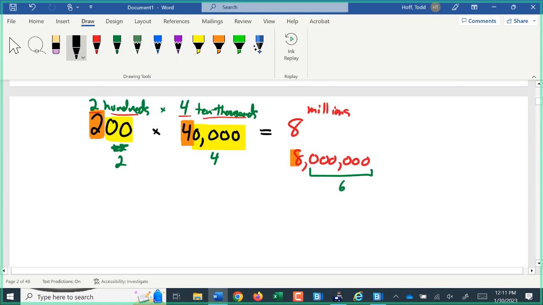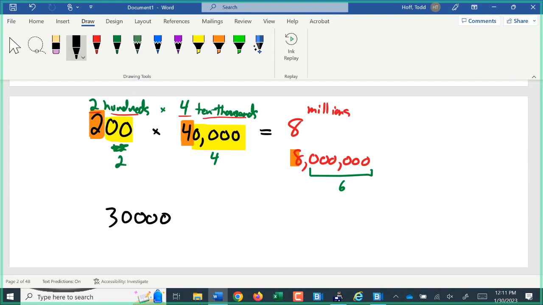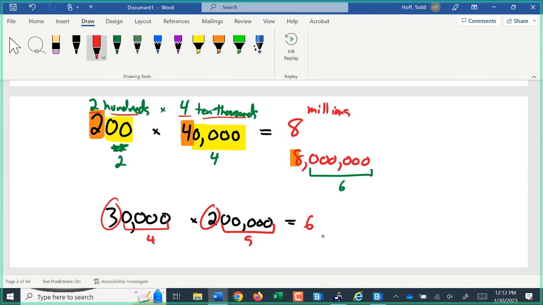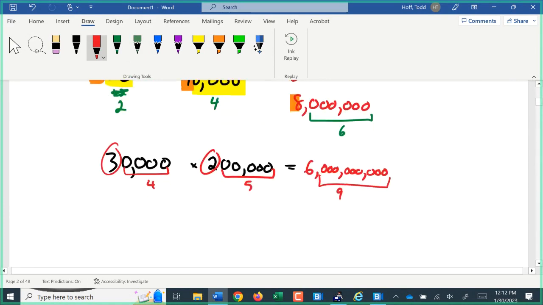I might have 30,000 times 200,000. I'm just going to do 3 times 2 is 6. I have 4 zeros here, 5 zeros here. So I'm going to have 9 zeros in my answer. 1, 2, 3, 4, 5, 6, 7, 8, 9. That is 6 billion. Why is that significant?